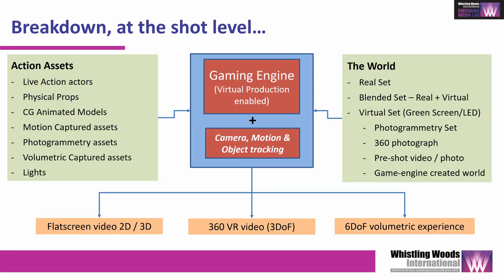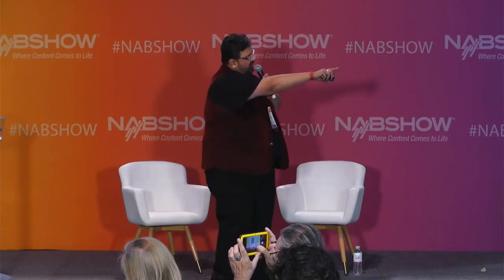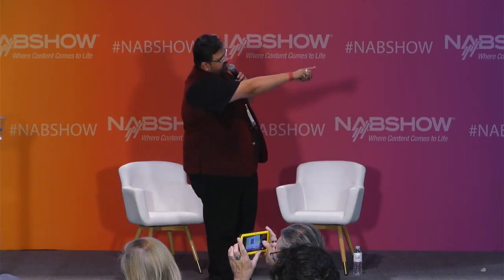What we have also done though at Whistling Woods is to take this complicated wall chart and reduce it down to the smallest unit of filmmaking, which is the shot. And this is what it looks like when you break it down at the shot level, right? Where you have action assets, you have the world, and then you have the gaming engine.